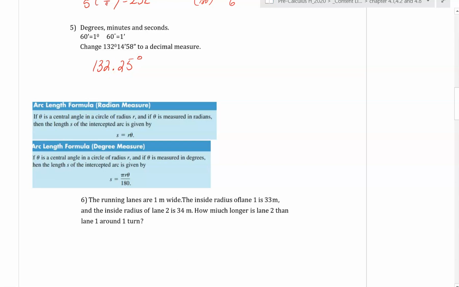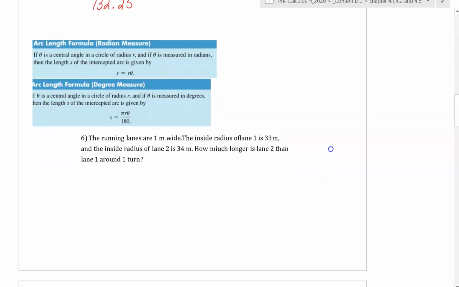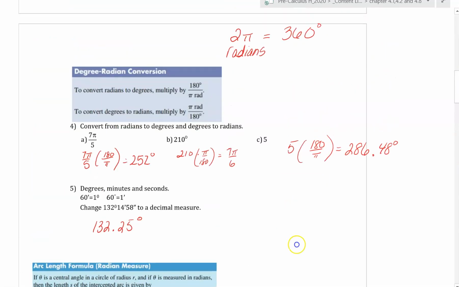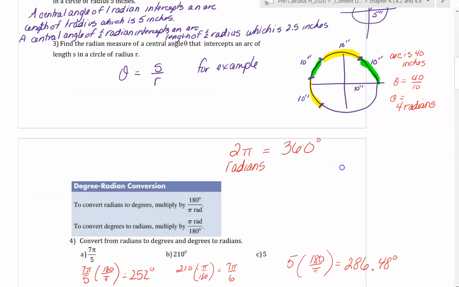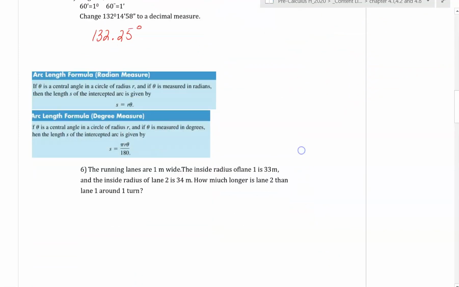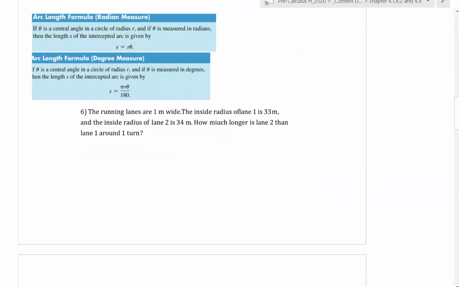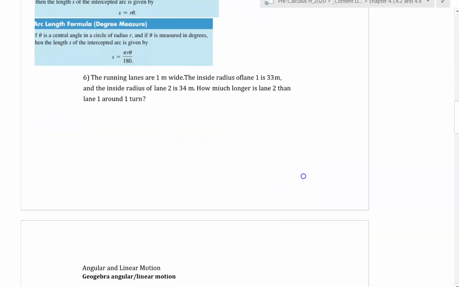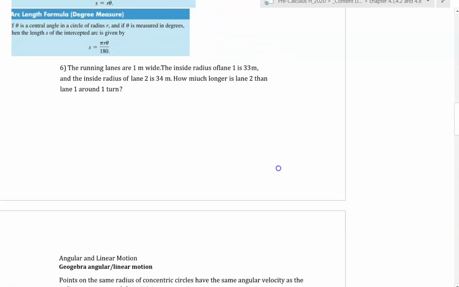132.25 degrees. Okay, so now we need to talk a little bit more about arc length. If we want to find arc length, remember we did this up here. We talked about how theta is S over R, so S equals R times theta. But that was when we're talking about radians, so theta is an angle in radians. If you wanted to find arc length with an angle in degrees, you would have to first change that angle to radians. So let's do an example.